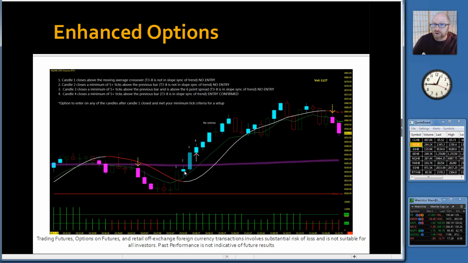Bar number 2 is starting to look good because it closed 5 ticks above, but the T3 slope is not in sync. Bar number 3 is great, but if you'll notice, it's a little bit darker color than the other bars here, and the reason is because it was more than a 6-point spread. That is a volume warning candle. And so number 4, there's the signal, bang, the bar closes. You always wait for the bar close, and you're in the trade, and you take the trade.